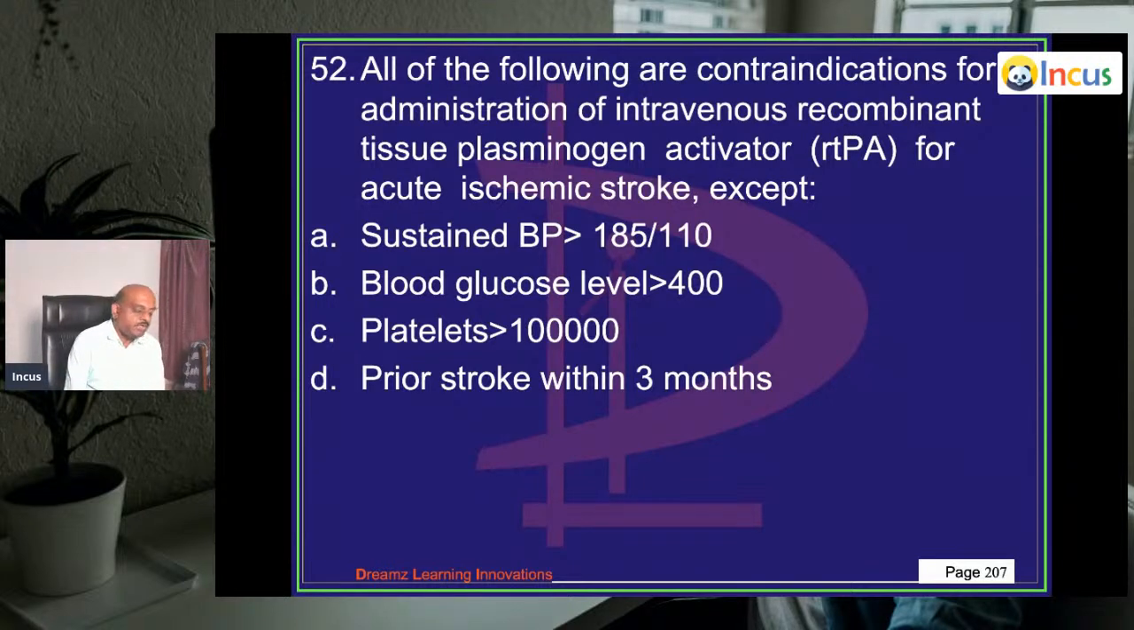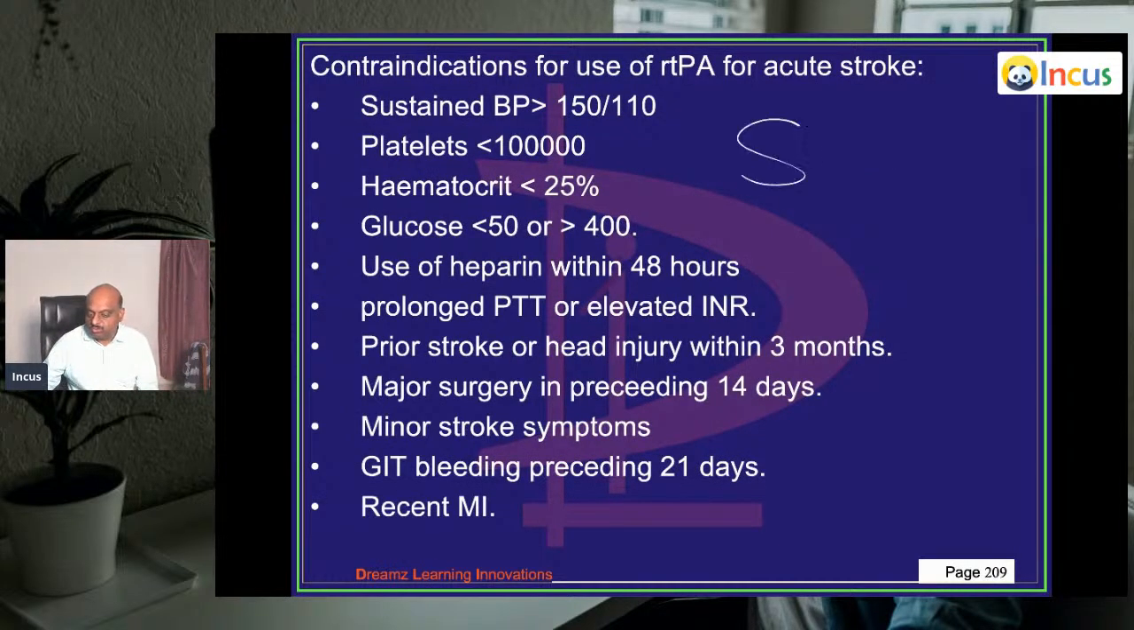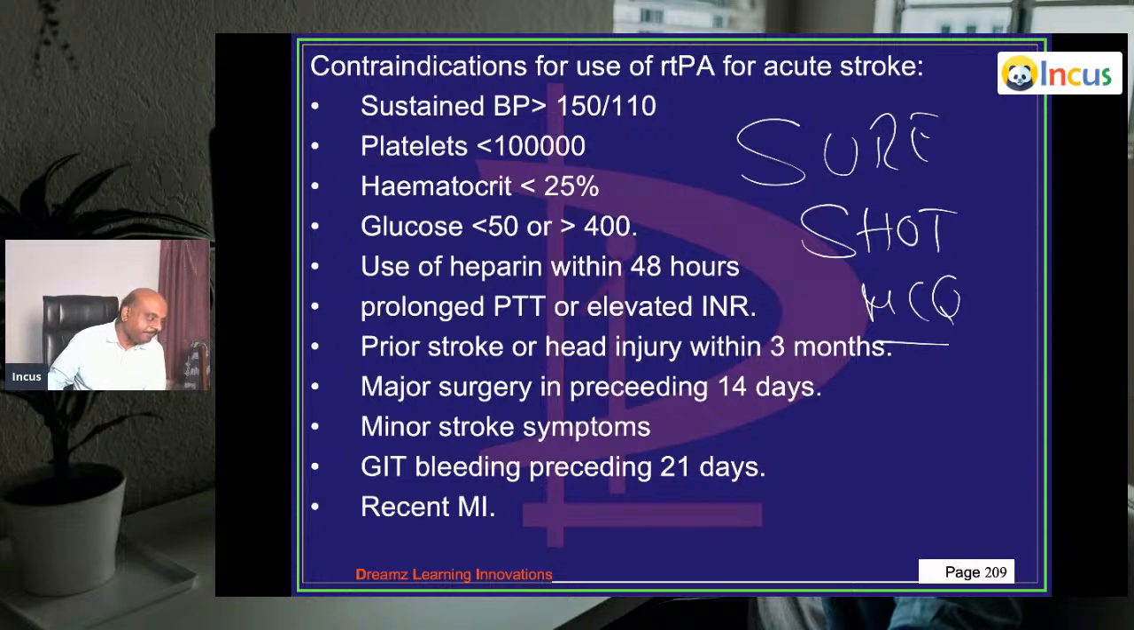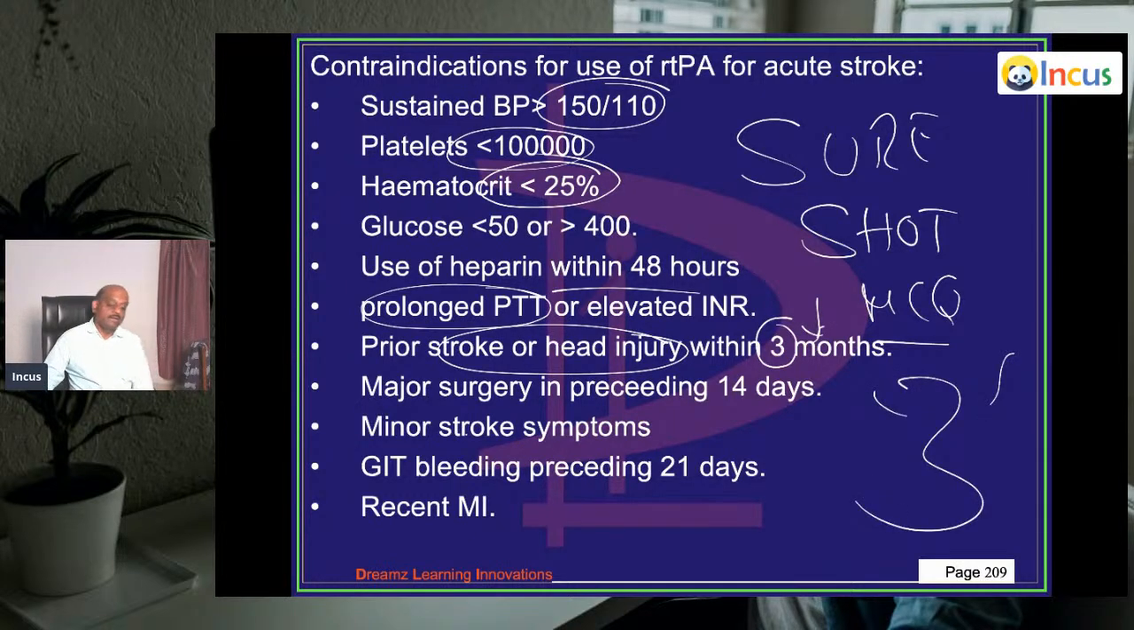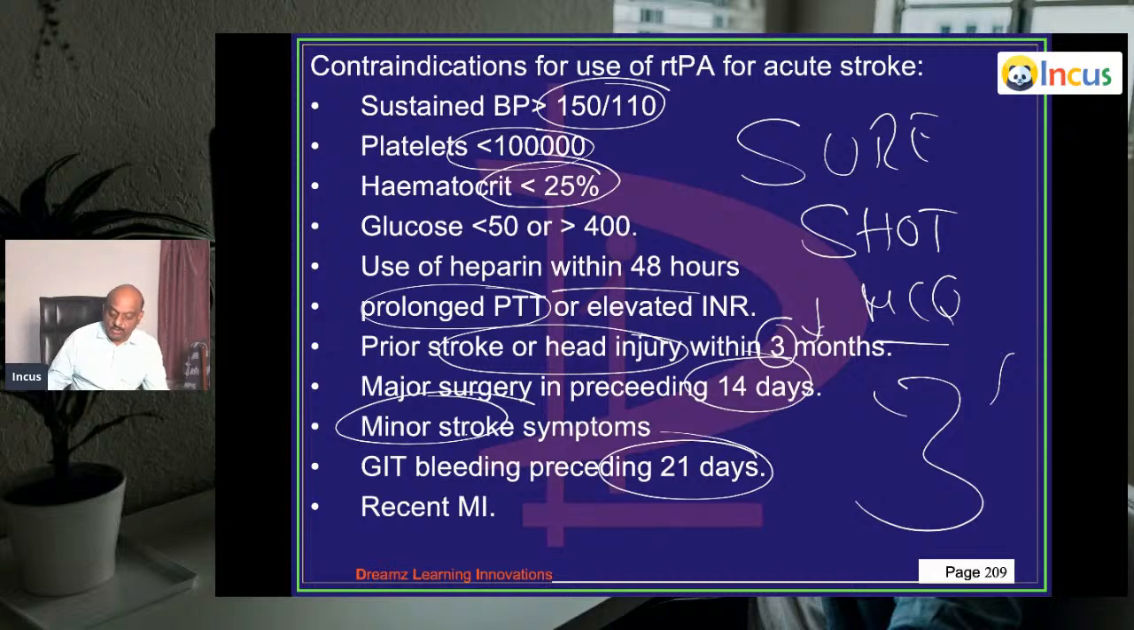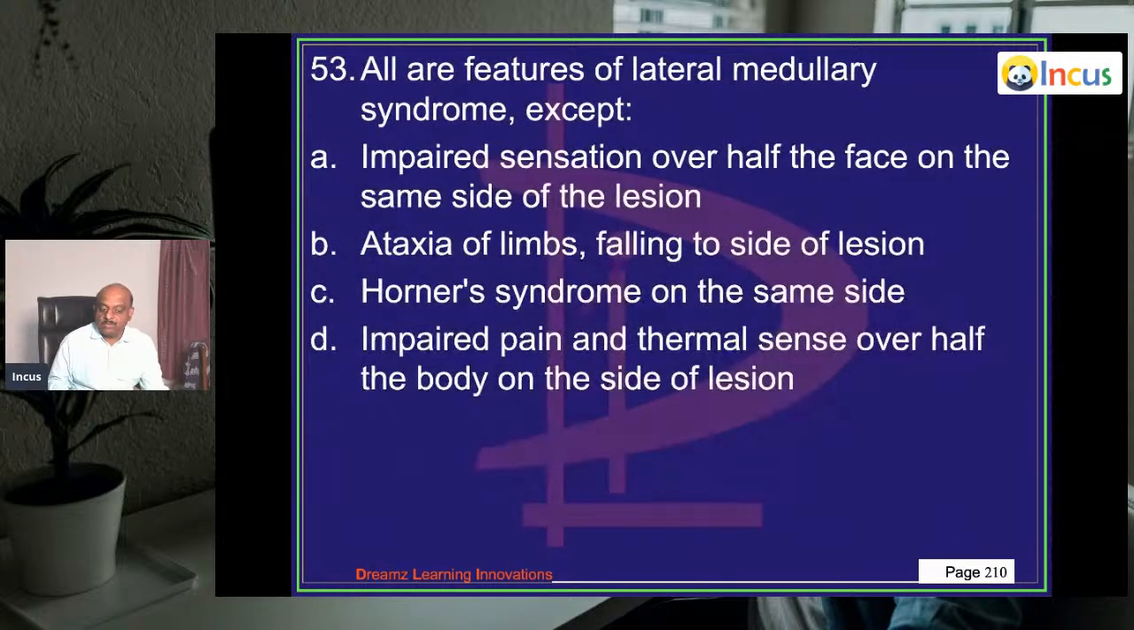Now once more, tissue plasminogen activator. What are the contraindications? Sure, a short MCQ in tomorrow's NEET PG will definitely come. Take a photo, remember it for the exam. Any sustained BP more than 150, platelets less than 1 lakh or hematocrit less than 25, use of heparin within 48 hours, prolonged PTT, prior stroke or head injury within 3 months. Similarly, major surgery in the preceding 14 days, minor stroke syndrome, GIT bleeding in the preceding 21 days, recent MI: anything is a contraindication for recombinant tissue plasminogen activator.